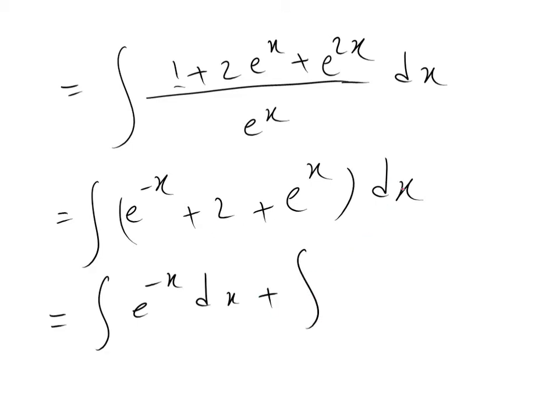Right, so now you can expand this integral as the integral of e^(-x) dx plus the integral of 2 dx, where 2 is a constant, so I can take it out of the integral, that will be 2 times the integral of dx, plus the integral of e^x dx. Okay, and so we know that the integral of e^(-x) will be equal to -e^(-x), plus 2 times the integral of dx, which is equal to x, and then the integral of e^x is equal to e^x plus c, which is the constant of the integral.